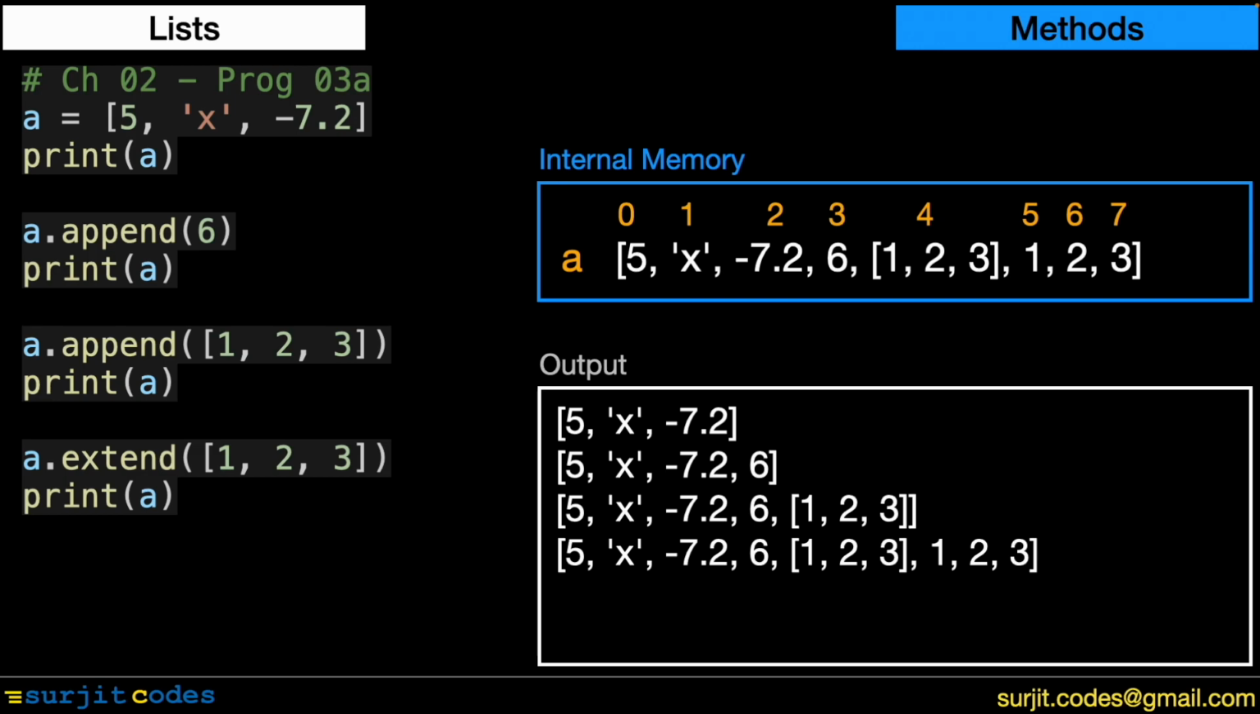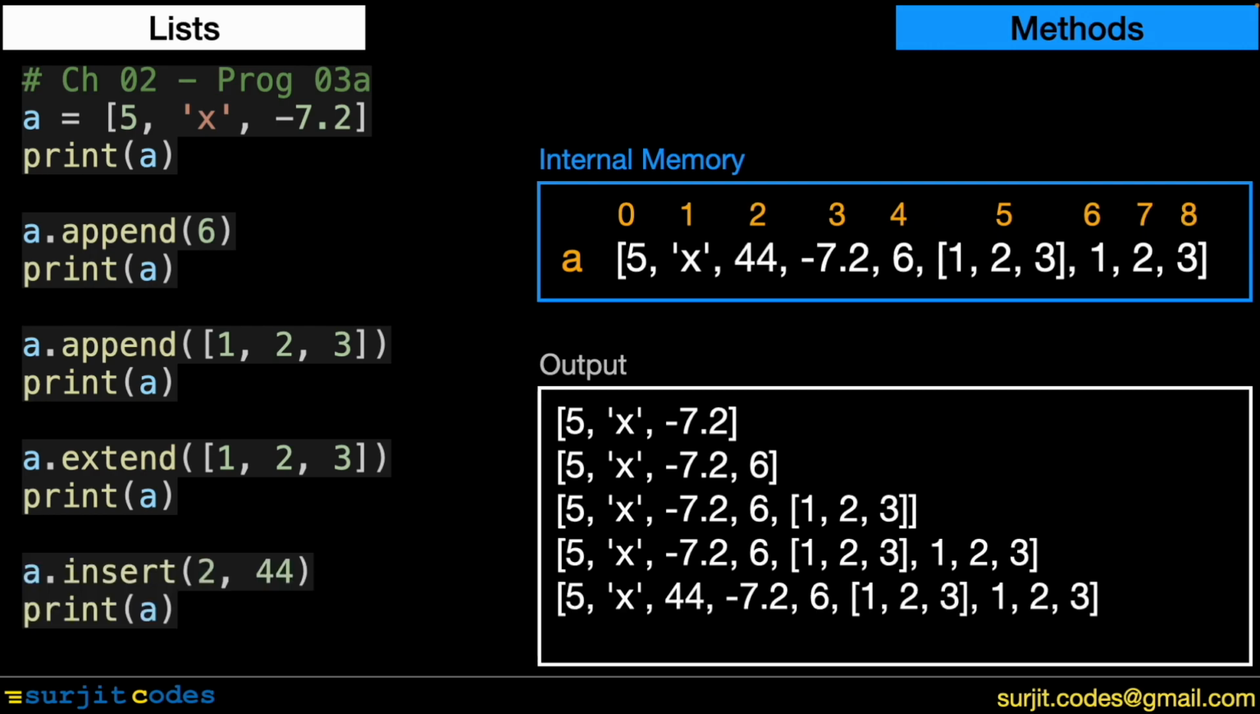We use insert method to add an item in the middle of the list. Insert(2, 44) inserts 44 at index 2. The length of the list is now 9.